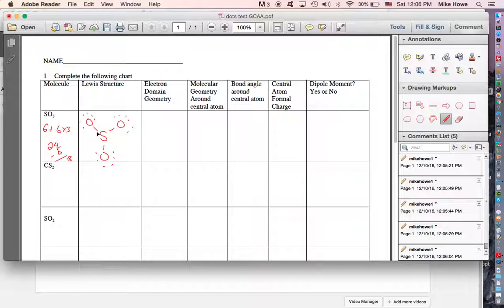2, 4, 6. The idea behind bonding is that things want to have 8 in their outer shell. So they arrange themselves so that they do have 8 in most cases. A couple of exceptions, like hydrogen only gets 2, but because the first energy level is the outer shell and it only holds 2. But for most elements, you want 8 in the outer shell.